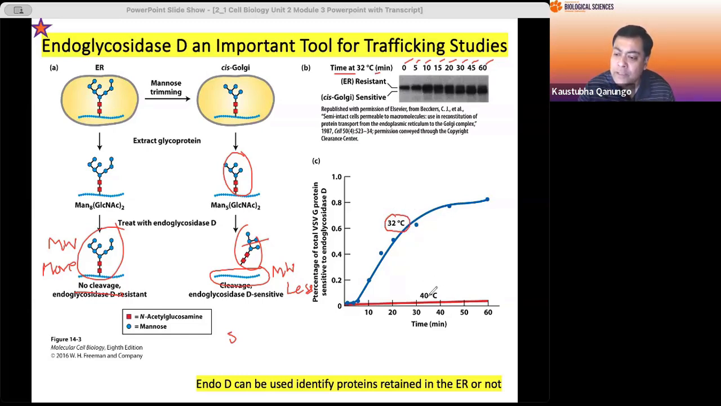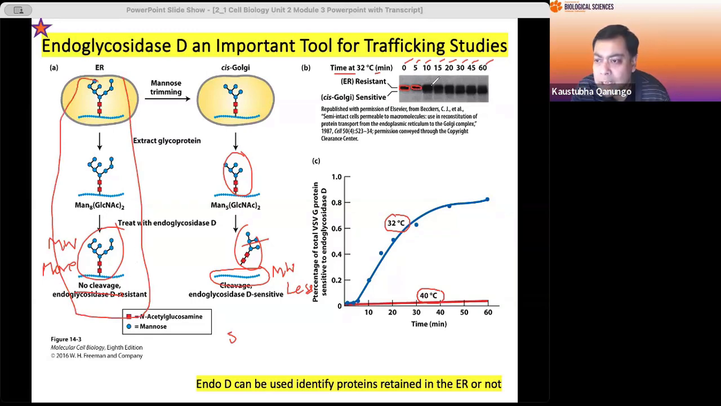Whereas this is temperature sensitive. If you make the condition of the cell at 40 degrees, you see no transport. But here, this is the transport that we are seeing. After 0 minute or 5 minute, this is a band of the protein at the very top right here. Most of the protein has a higher molecular weight because they are in the ER. They cannot be cleaved.